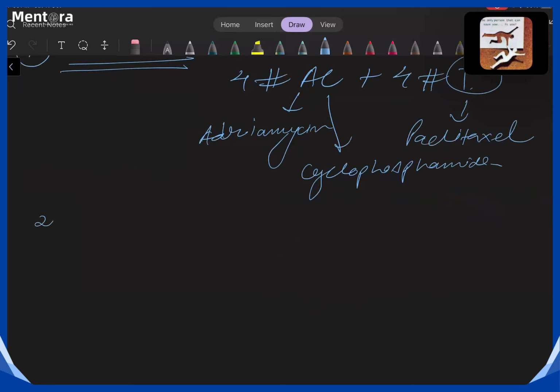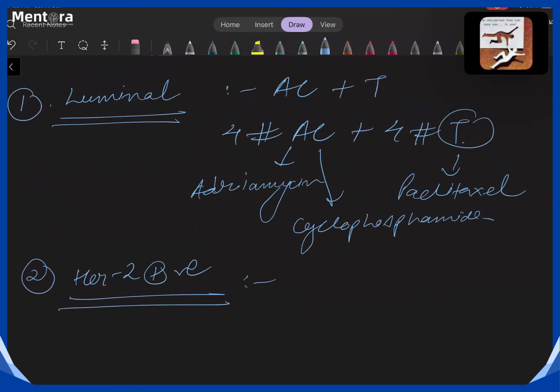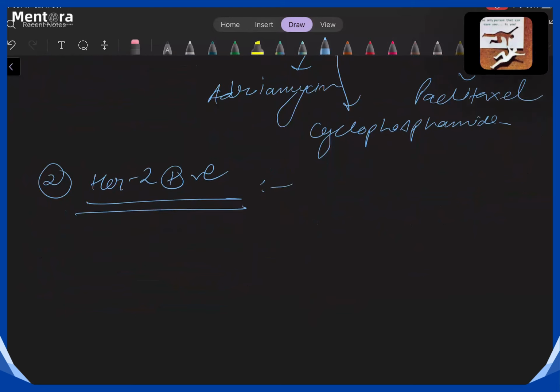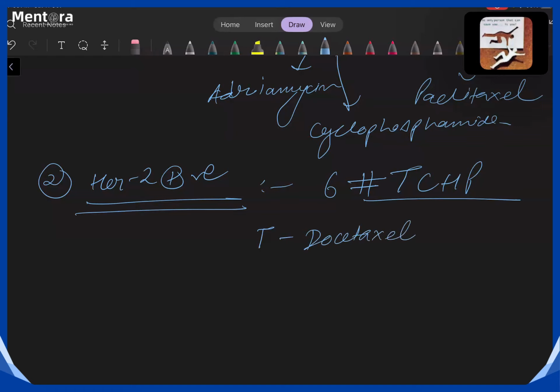Now, if it is a HER2 positive disease, what would be the regimen? So there are multiple regimens available for each subtype. We are only going to learn what are the standard regimens, those having a class 1 evidence behind them. So for HER2 positive, it would be 6 cycles of TCHP. So what is TCHP? T is docetaxel over here. C is your carboplatin. H is your trastuzumab. And P is your pertuzumab.